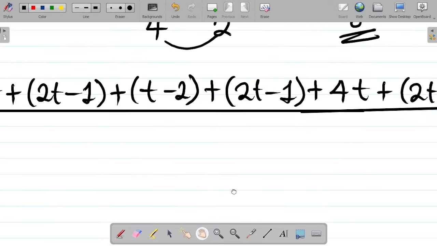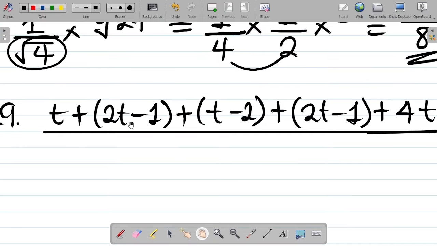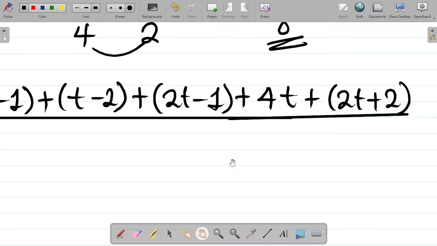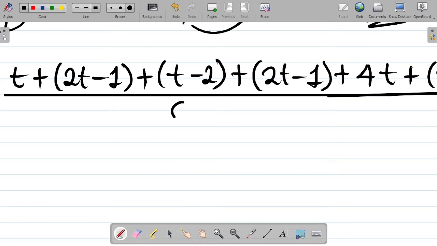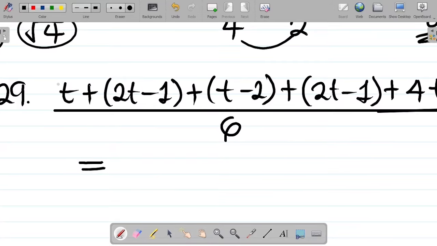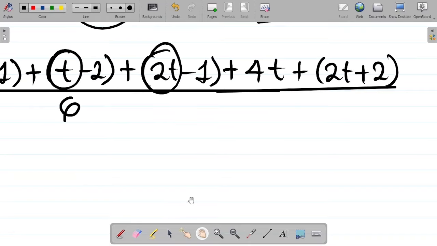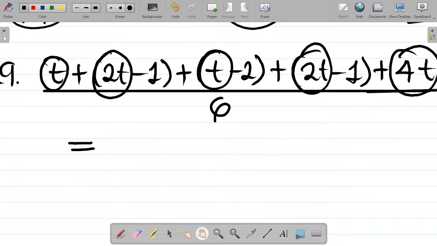Let's add up all the terms you have there. You have first term, second term, third term, fourth term, fifth term, and sixth term. So all over 6 because you have 6 terms. This is equal to, let's add all the terms there. You have t plus 2t, that's 3t, 3t plus t, that's 4t, 4t plus 2t, that's 6t, 6t plus 4t, that's 10t, 10t plus 2t, that's 12t. So we have this as 12t.